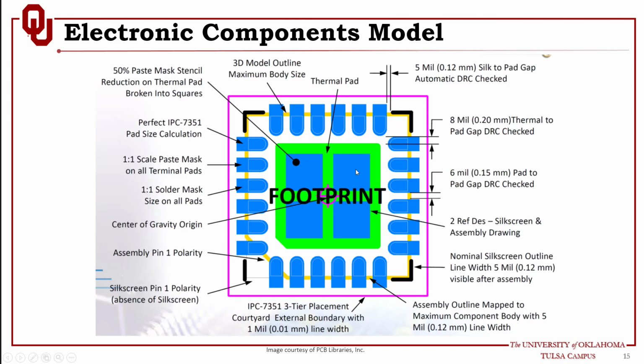So it's very handy to use the IPC Footprint Wizard to calculate all these values for you, rather than going to the standard or trying to look at the tables to figure out what I should use. This is just an example of a footprint created based on the IPC standard. You see the solder mask is automatically calculated as well. Solder paste is automatically calculated. And here, as you can see, 50% paste mask stencil reduction on the thermal pad, broken into two shapes to meet the standard.